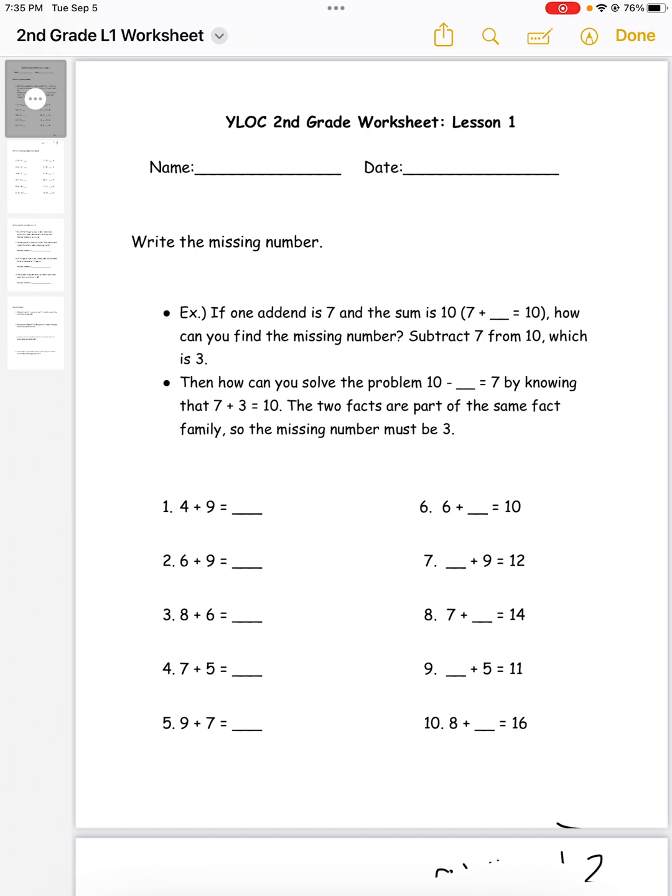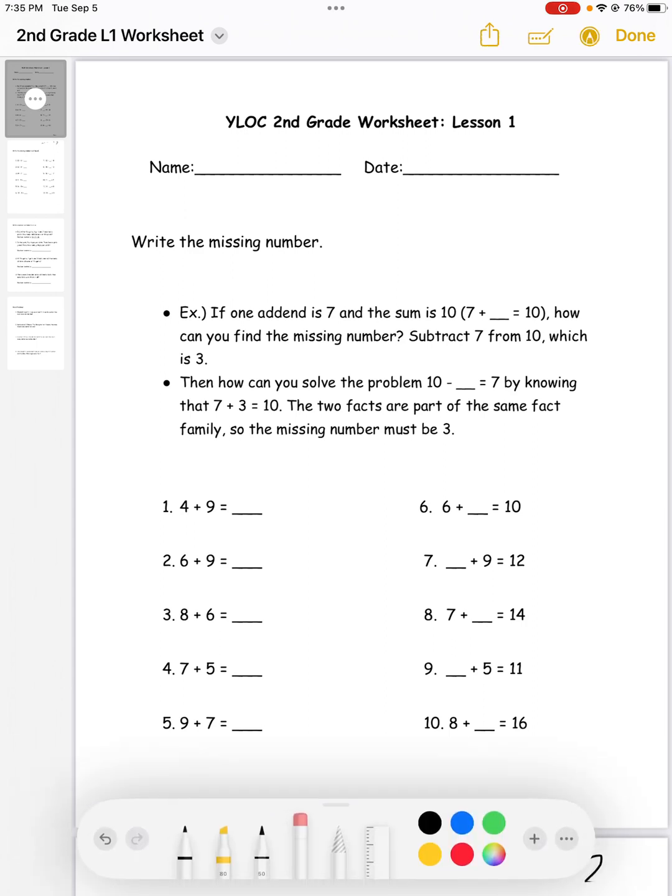Then how can you solve the problem 10 minus blank equals 7 by knowing that 7 plus 3 equals 10? The two facts are part of the same fact family, so the missing number must be 3. So let's do first question number 1.